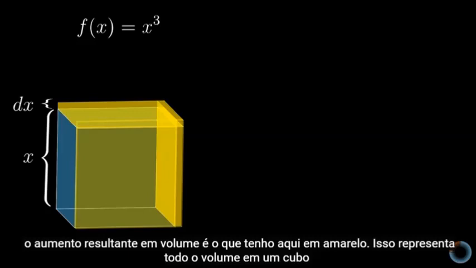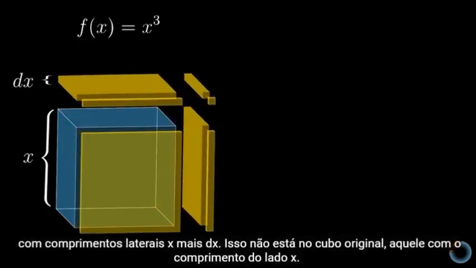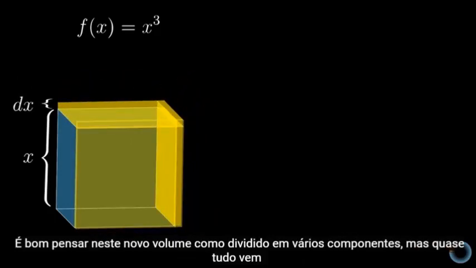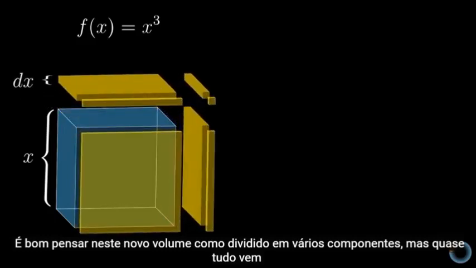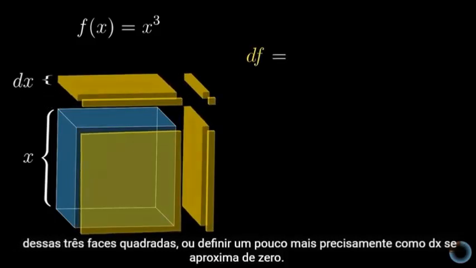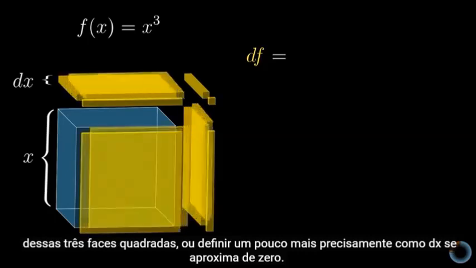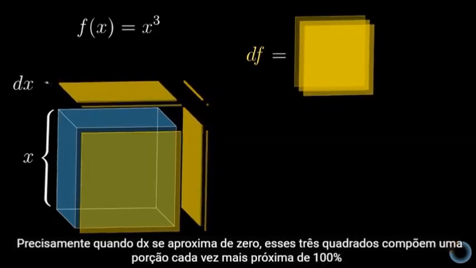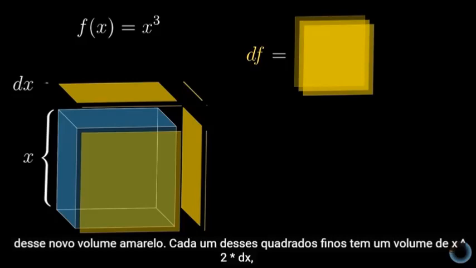That represents all the volume in a cube with side lengths x plus dx that's not already in the original cube, the one with side length x. It's nice to think of this new volume as broken up into multiple components, but almost all of it comes from these three square faces. Or, said a little more precisely, as dx approaches 0, those three squares comprise a portion closer and closer to 100% of that new yellow volume.